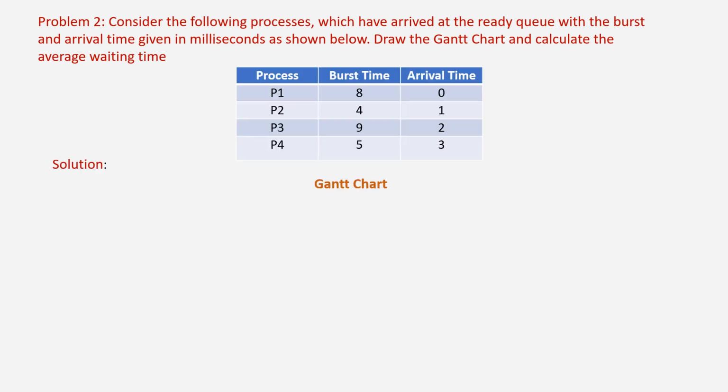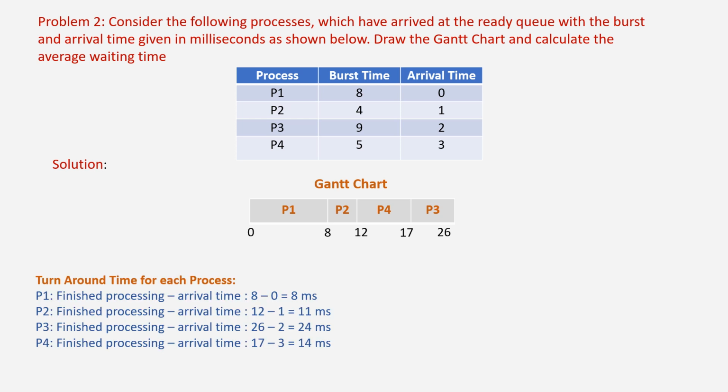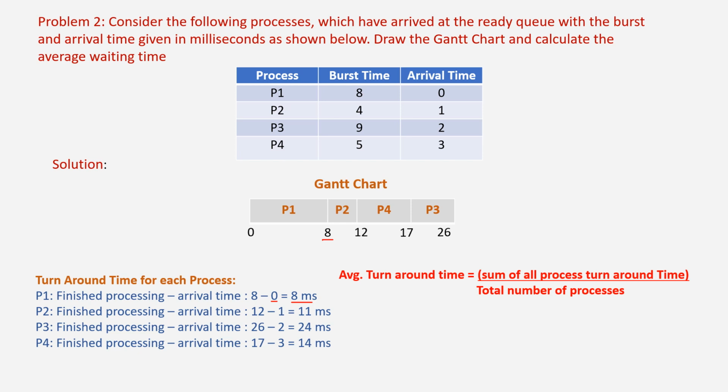the turnaround time. Same process, same way it's executed. So you need to calculate the finish time. P1 finished at 8 and it arrived at 0, so the turnaround time for P1 is 8. Next, P2 finished at 12 and it arrived at 1, so 11 milliseconds is its turnaround time.